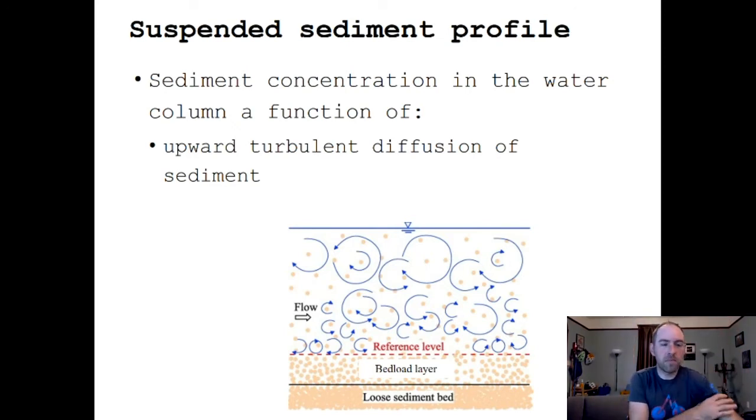It's similar in concept to other diffusion-related problems where it's the gradient, right? The difference between the concentration at the low point, where it's high concentration, and the concentration at the high point, where it's low concentration in the flow, is part of what sets the gradient. It's part of what sets the diffusivity between the two that brings sediment upwards, right?